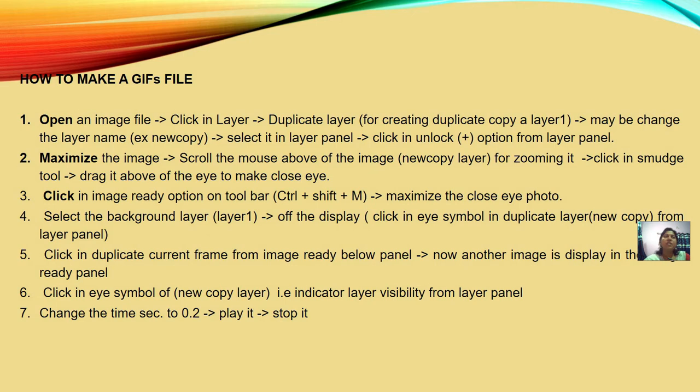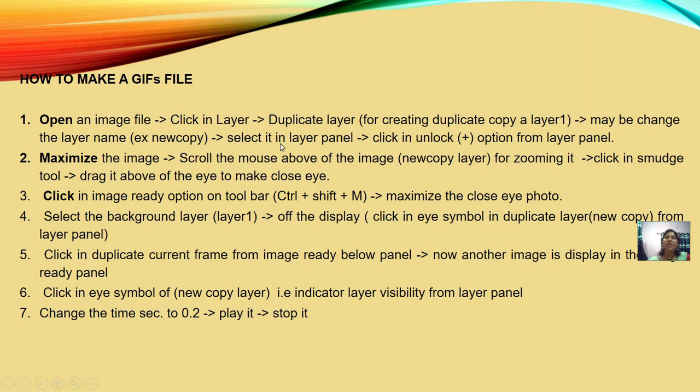Now the next one is how to make a GIF file. For preparing a GIF file, open an image file, click on Layer, and make a duplicate copy of that layer. For creating a duplicate copy, click on your layer name and make a duplicate copy. Then change the name of your layer. Here I am writing the layer name as new copy.